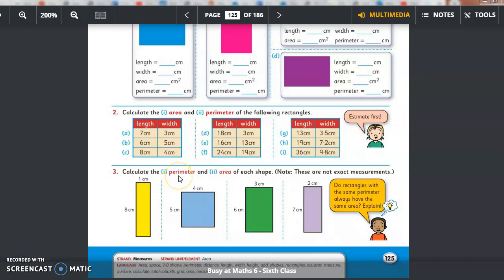Question 3, they're asking you to calculate the perimeter first, so it'll be 8 plus 1 plus 8 plus 1. That's part I. Part II is the area, so 8 multiplied by 1. And the rest of these are the same.